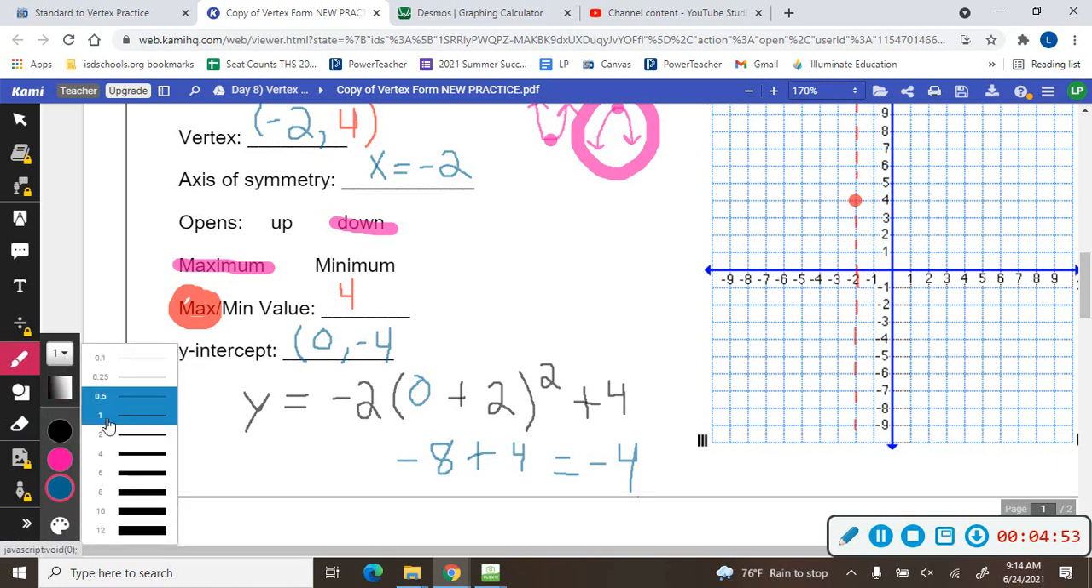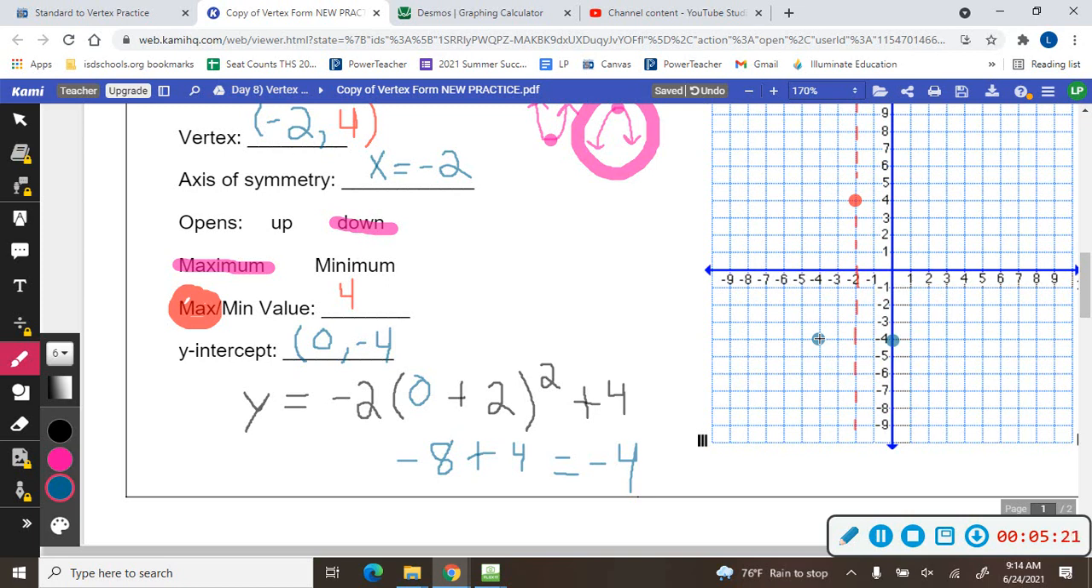What that means is 0, -4, right here is what we call the y-intercept. And because this is the line of symmetry, the axis of symmetry, if I happen 2 this way, it's going to happen 2 this way. So I don't even have to plug in -4. I know that at -4, it's also going to be -4.